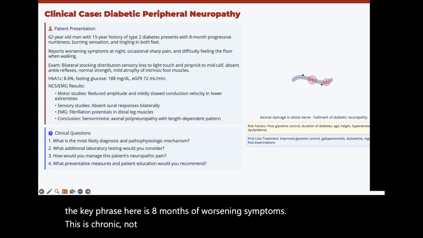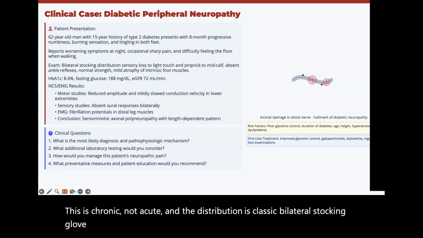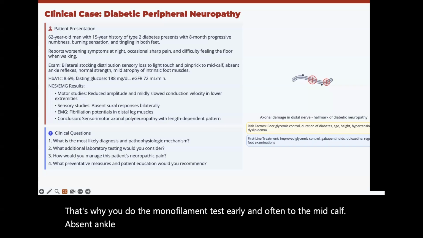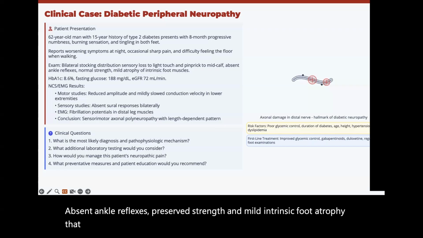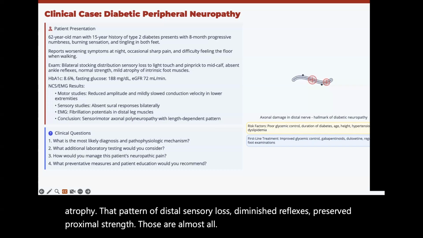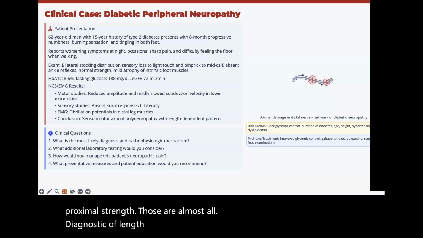And the distribution is classic: bilateral, stocking-glove sensory loss, etc. His exam fits perfectly. Loss of light touch, pinprick, that's why you do the monofilament test early and often, to the mid-calf, absent ankle reflexes, preserved strength, and mild intrinsic foot atrophy. That pattern of distal sensory loss, diminished reflexes, preserved proximal strength, those are almost all diagnostic of length-dependent axonal polyneuropathy.